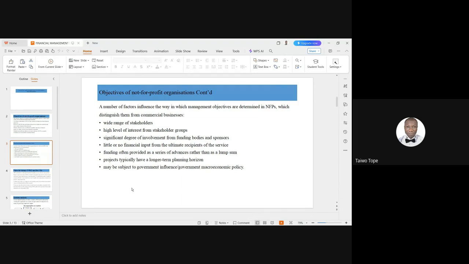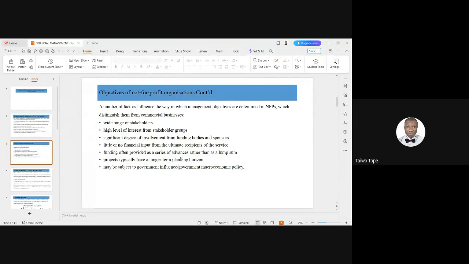So that is one of the features of not-for-profit organizations. There is also a high level of interest from stakeholder groups and a significant degree of involvement from funding bodies and sponsors. There is a high level of involvement from those that give their funds for the organization to keep running. They want to see how you are using their money for the purpose for which they are giving it. So these are some of the features of not-for-profit organizations: little or no financial input from the ultimate recipient of the services. Those benefiting from the service most times don't have anything to contribute in terms of finance. They are only receiving.